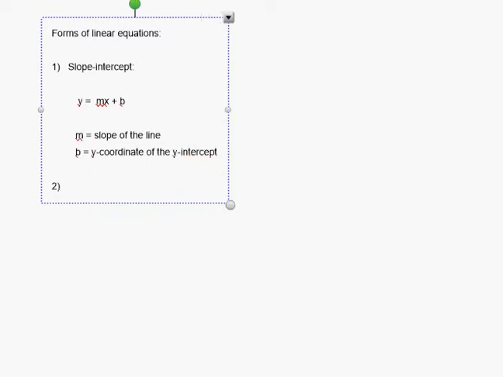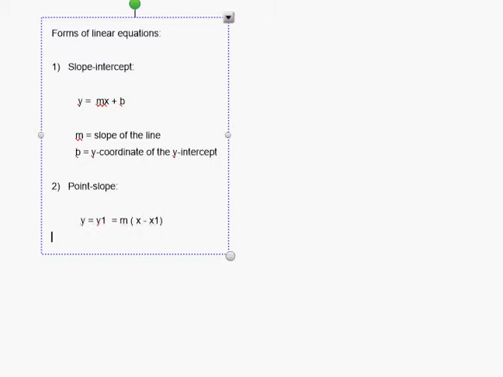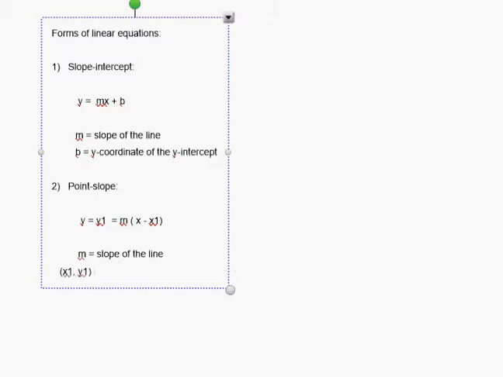Then we also have what we call point slope. And this is y minus y sub 1 equals m parentheses x minus x sub 1, where again, m is the slope of the line, and x1, y1 is a specific point on the line.